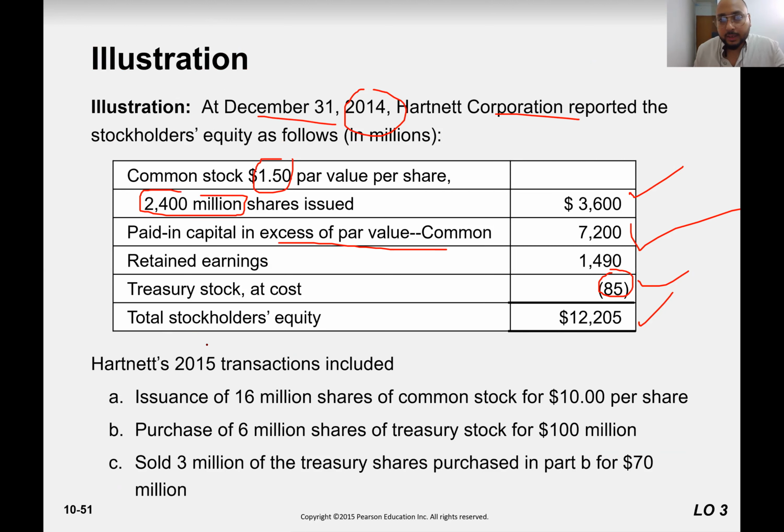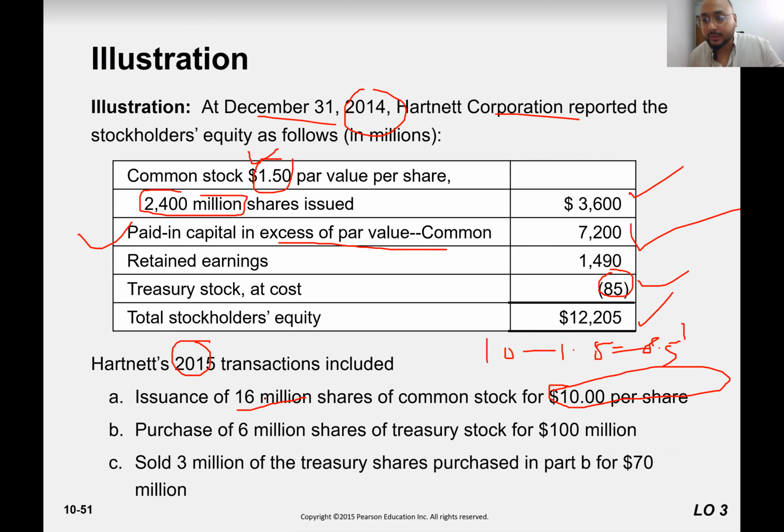So number one, in 2015, the next year, the issuance of 16 million shares of common stock at $10 per share. So the par value is 1.5 and they are issuing at 10. So 10 minus 1.5, the answer is 8.5, which is the paid in capital in excess of par, and 16 multiplied by 1.5 would be the common stock.